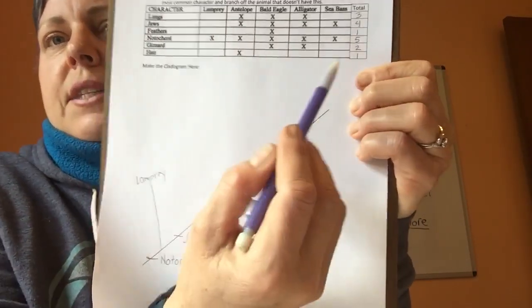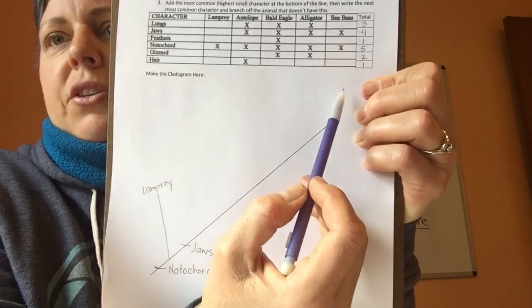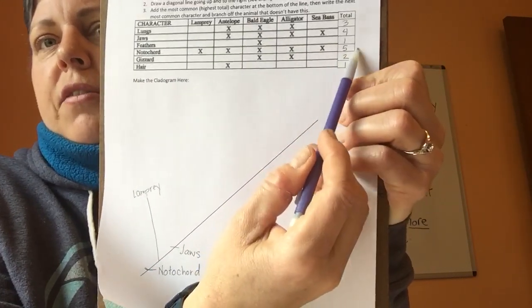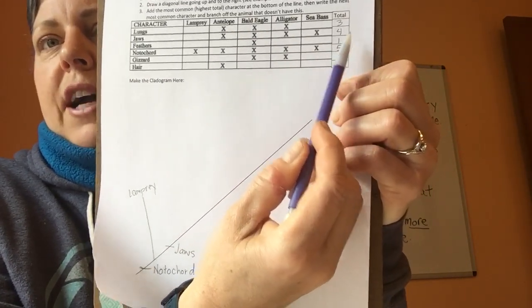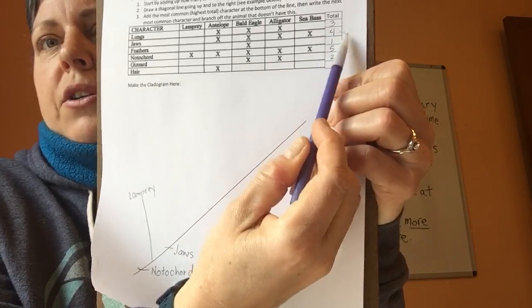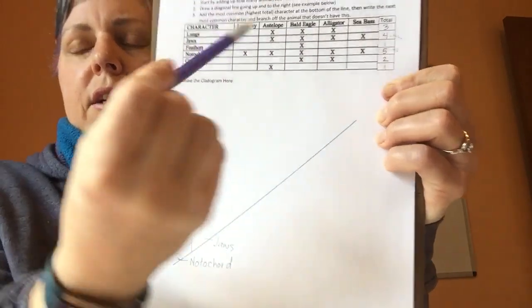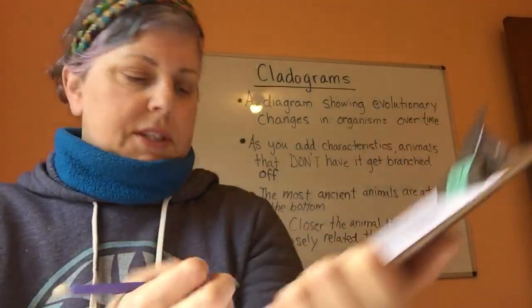So how I like to do this is, what is the next most common characteristic up here? We've done the one that has 5. We've done the one that has 4. Now we're on to the one that has 3, and that's lungs. So lungs is going to be our next characteristic.